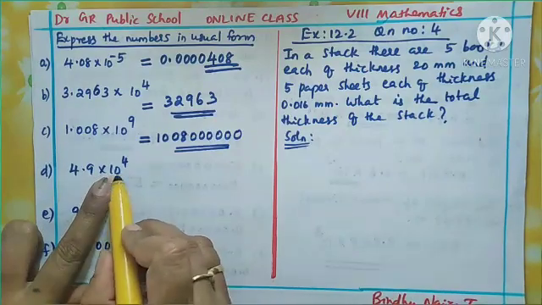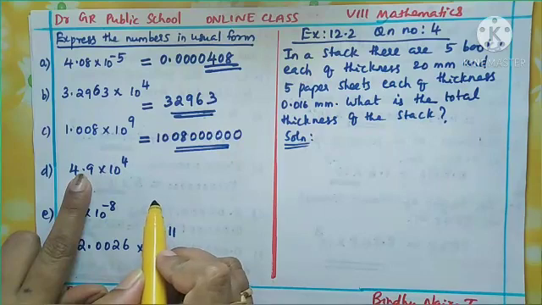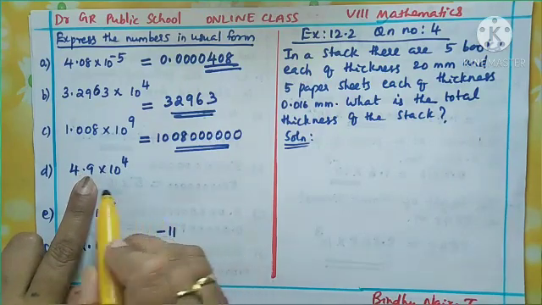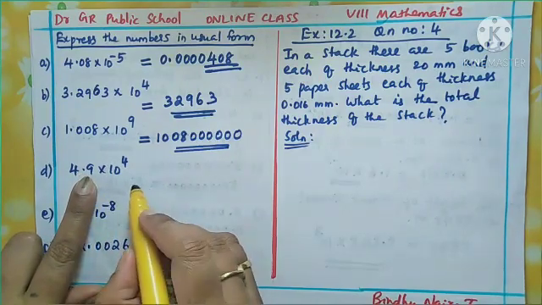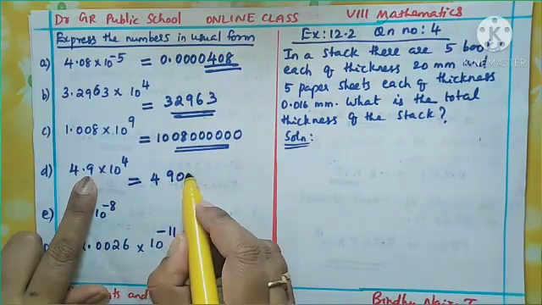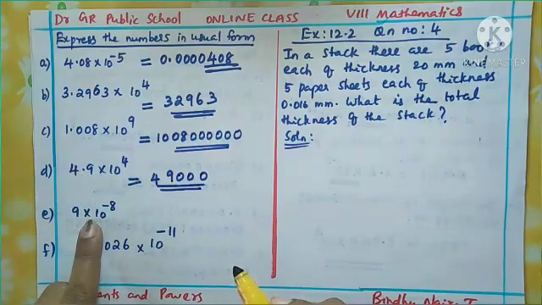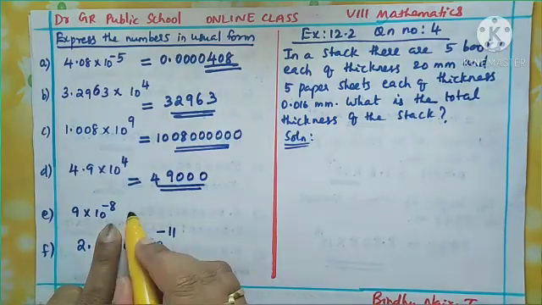Here also a positive exponent, so move the decimal 4 places right. Here only one number is after the decimal, so you want to put 3 more zeros. So this becomes 4, 9 and 1, 2, 3 more zeros. Yes. Next question. 9 into 10 raised to minus 8.